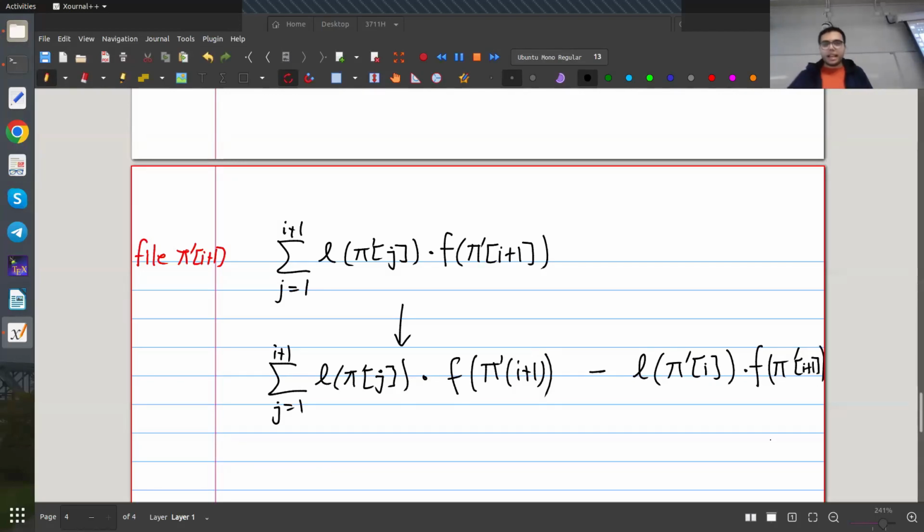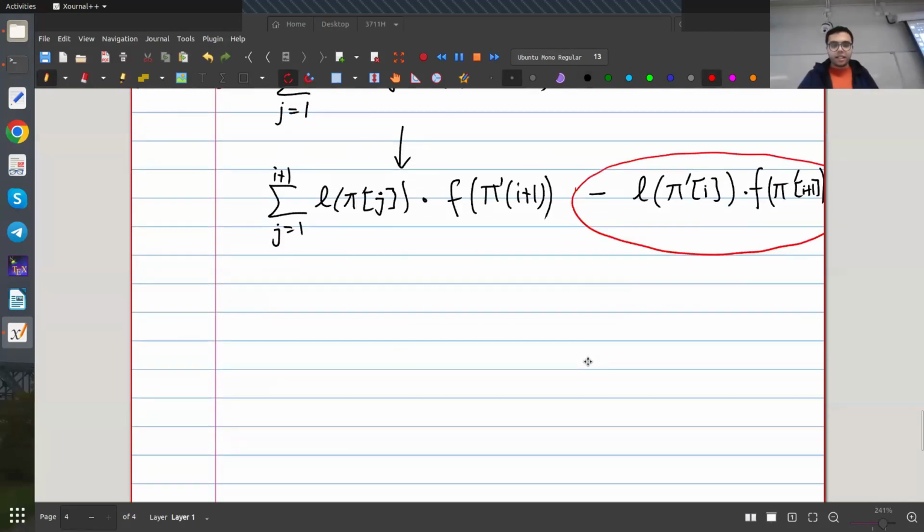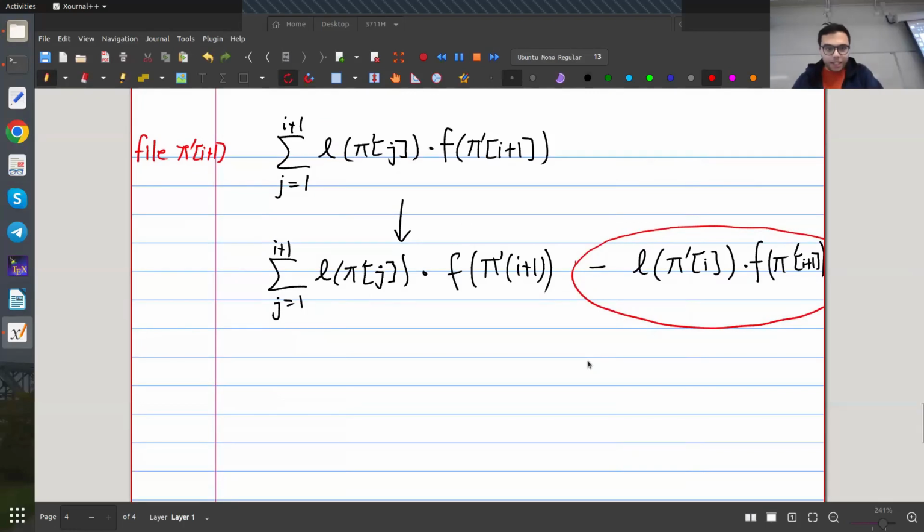So I don't care about the part that remained the same. This is the change. My cost for file i+1, when I moved it before file i, decreased by this much. Now, I'm not going to write this sum again. I'm just going to say, look at the file that used to be at position i. How much is the increase in cost?